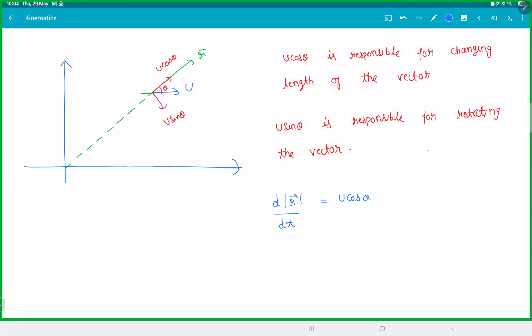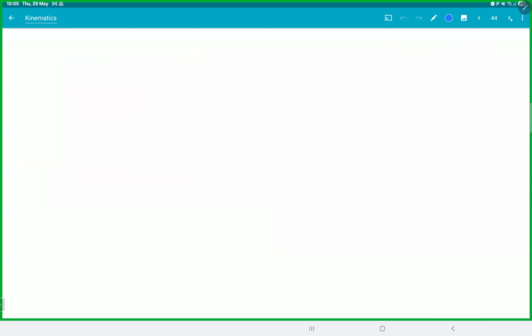Is this clear, everyone? That is the interpretation of that. So that's the reason we are getting u cos theta there. Clear? So be careful. dr by dt is not the same as d mod r by dt. They are completely two different quantities. Clear? Let me show you one more like this.